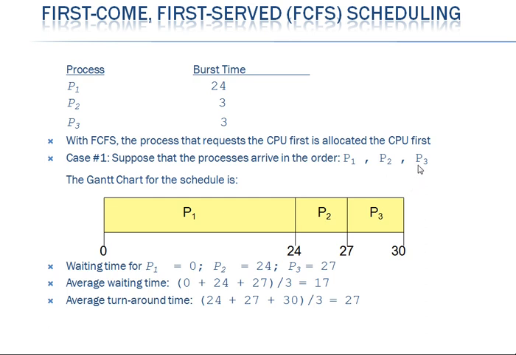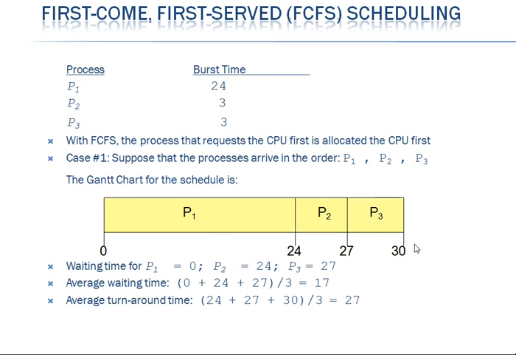Then comes process P3, and its burst time is also 3 here. But the time it arrived is now 27. So from 27 onwards we'll calculate 3 milliseconds, and this is the total slot of execution for process P3. This is how we create the Gantt chart here.